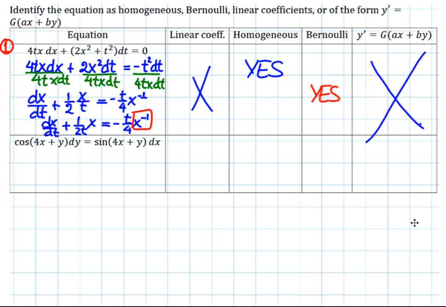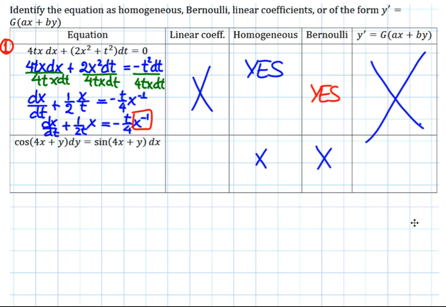Next, we have sine and cosine here, so it's not going to help in terms of the Bernoulli equation, because we have the y inside the sine and cosine. We cannot turn that into a power like this on one side. So it's not going to be Bernoulli. And for homogeneous, we have cosine and sine, and they don't have a degree like a power, so it's going to be no on the homogeneous also.